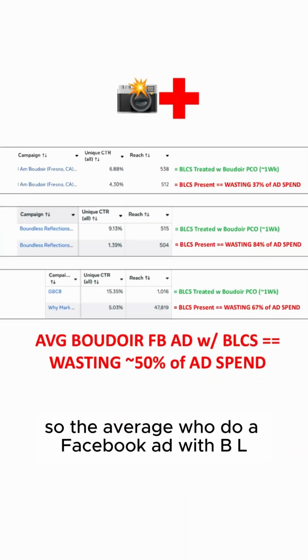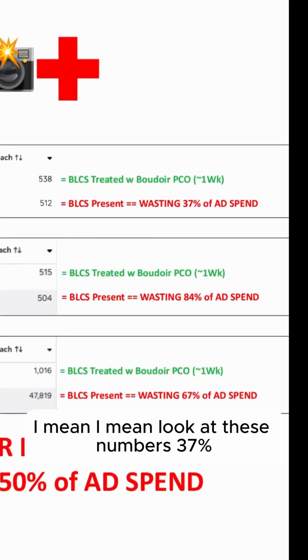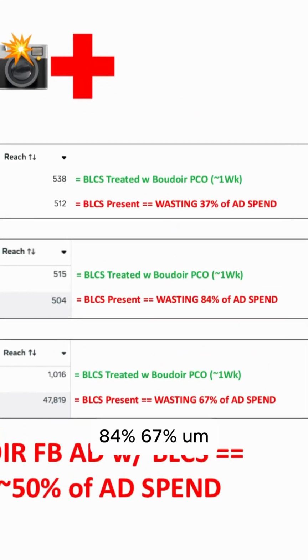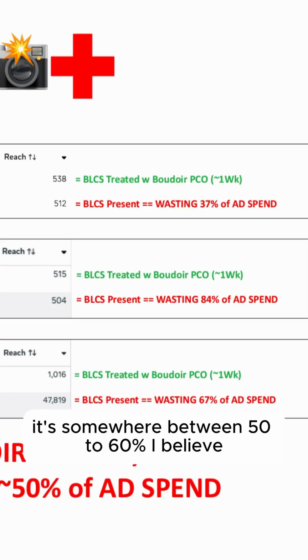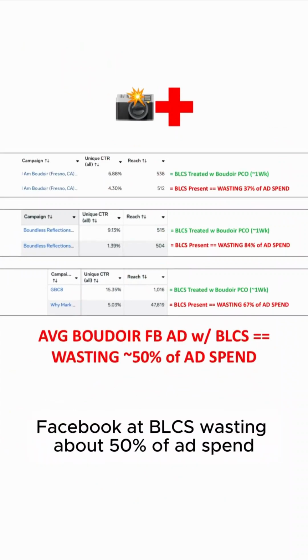So the average Boudoir Facebook ad with BLCS is wasting approximately 50% of ad spend. Literally, I mean, look at these numbers: 37%, 84%, 67%. Just take the average of those. It's somewhere between 50 to 60%, I believe. So the average Boudoir Facebook ad with BLCS is wasting about 50% of ad spend.